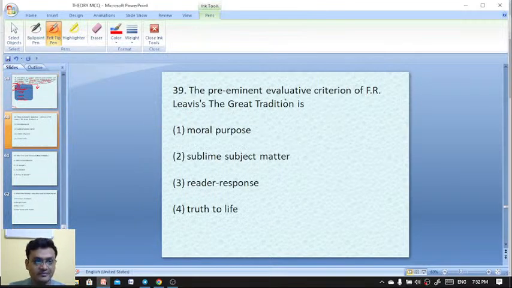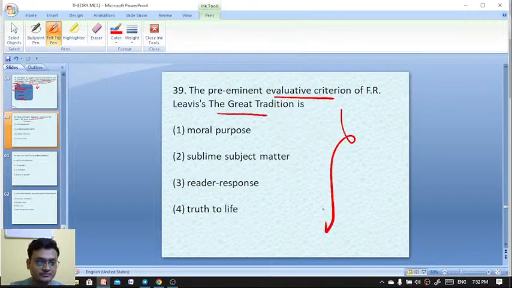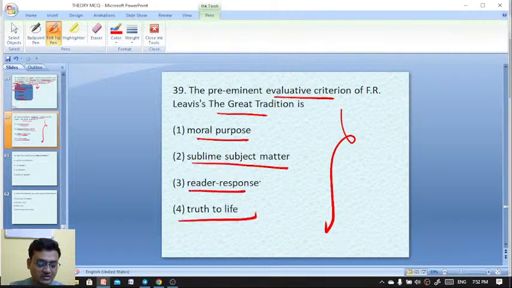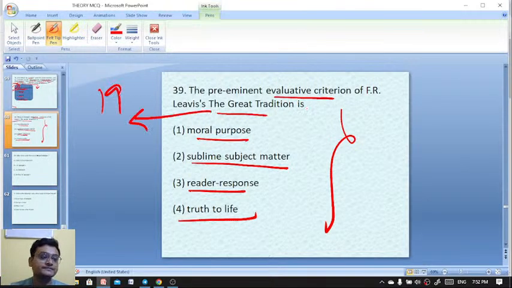Next question. The preeminent evaluative criterion of F.R. Leavis's The Great Tradition, each: moral purpose, sublime subject matter, reader response, truth to life. The preeminent evaluative criterion of F.R. Leavis's The Great Tradition, published in 1948.